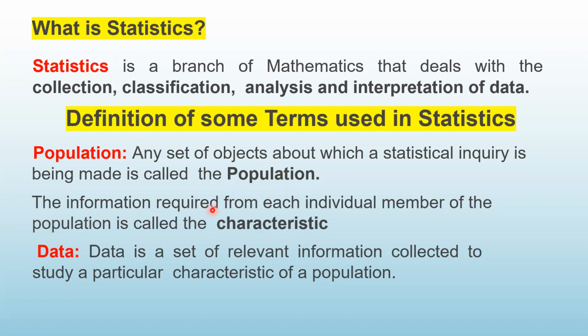And the information required from each individual member of the population is called the characteristic. So the group of students is the population. And what information am I taking from them? I'm taking the information regarding their name, their caste, their percentage. So this information which I'm collecting is called a characteristic. What is data? Data is the set of relevant information which is collected to study a particular characteristic of the population. Whatever information you require and collect to study a particular characteristic is called data.